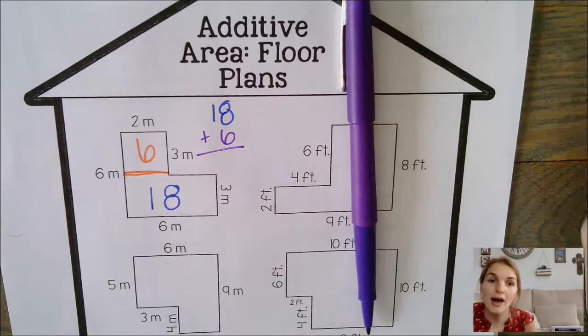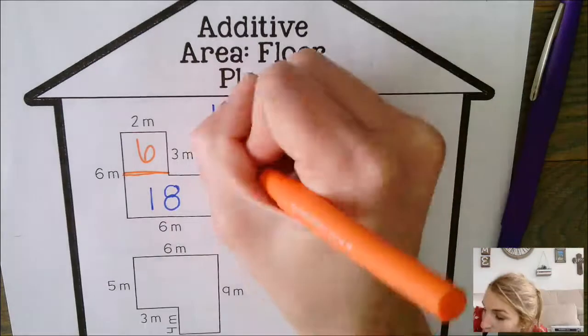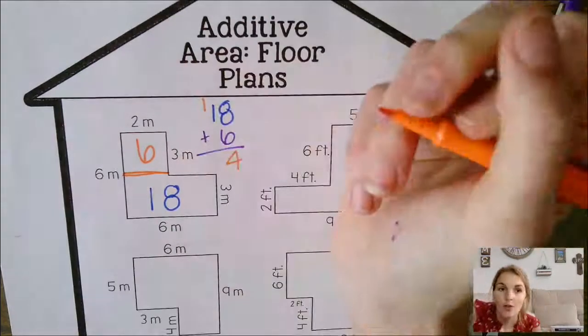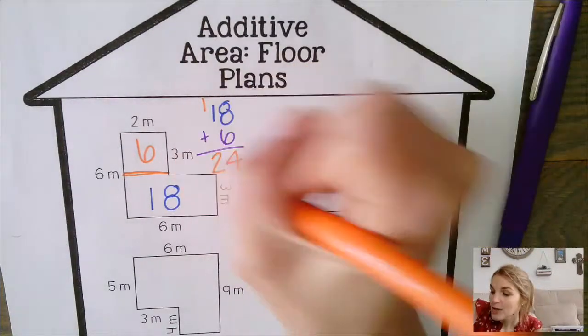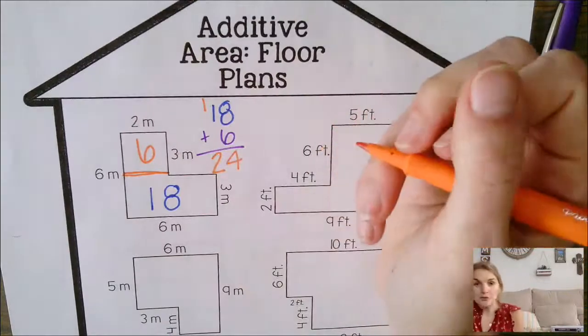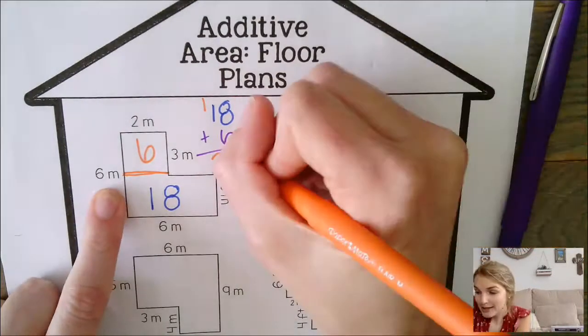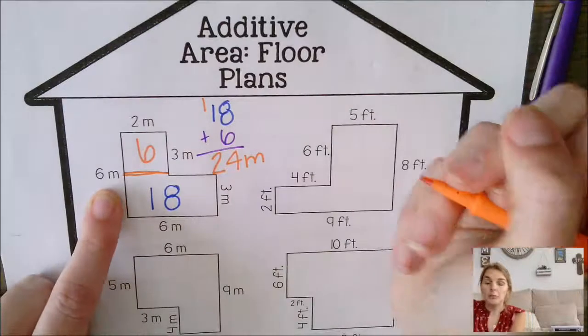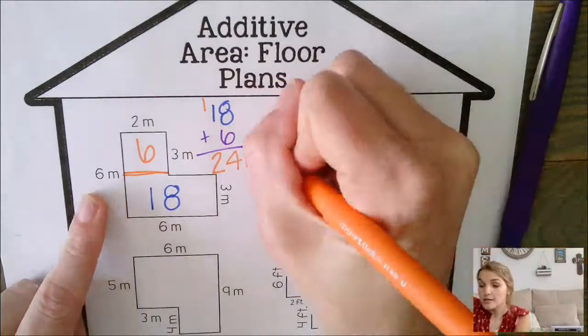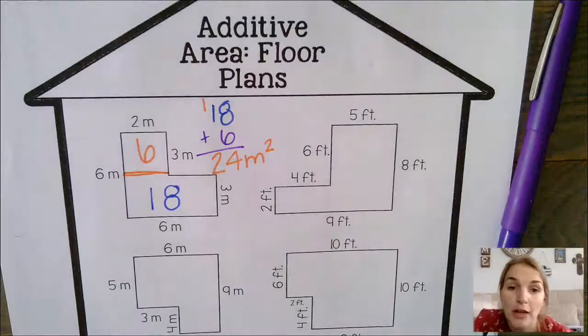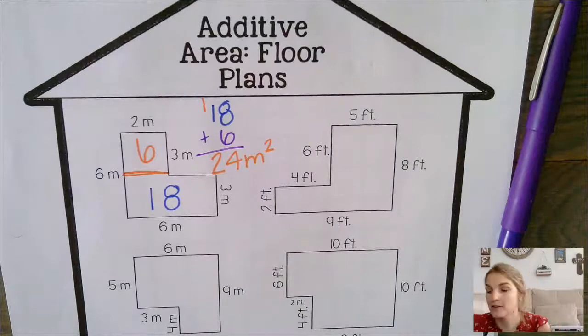So 6 plus 8 is 14. 1 plus 1 is 2. So the total area is 24. I see that my unit is meters. And remember, with area, everything is always squared. So 24 meters squared.